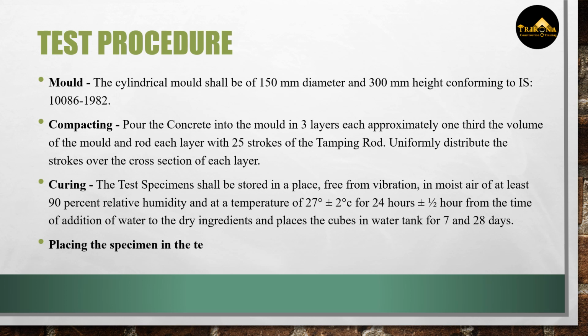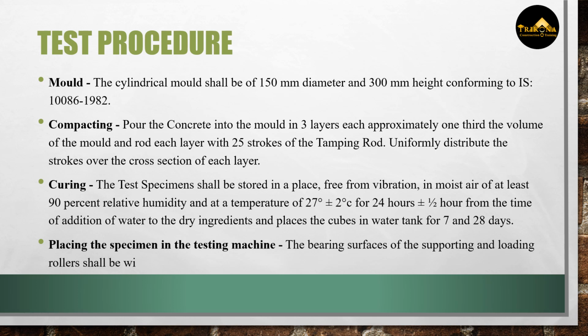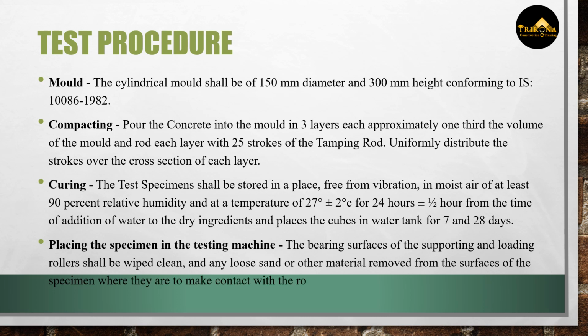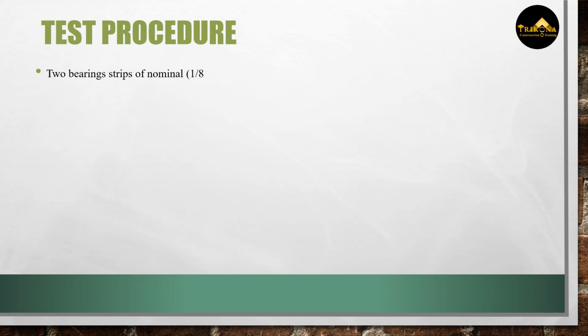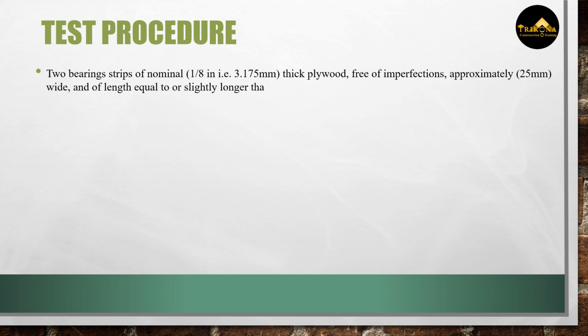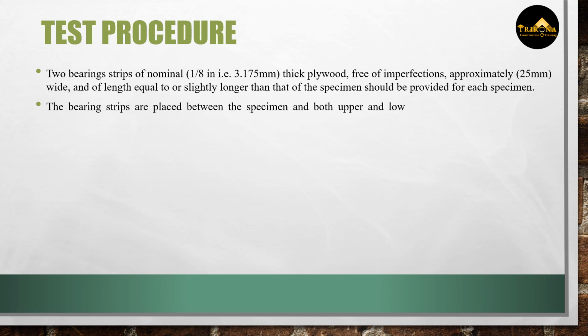Placing the specimen in the testing machine. The bearing surfaces of the supporting and loading rollers shall be wiped clean, and any loose sand or other material removed from the surfaces of the specimen where they are to make contact with the rollers. Two bearing strips of nominal 1/8 inch, that is 3.175 mm, thick plywood, free of imperfections, approximately 25 mm wide and of length equal to or slightly longer than that of the specimen should be provided for each specimen. The bearing strips are placed between the specimen and both upper and lower bearing blocks of the testing machine.